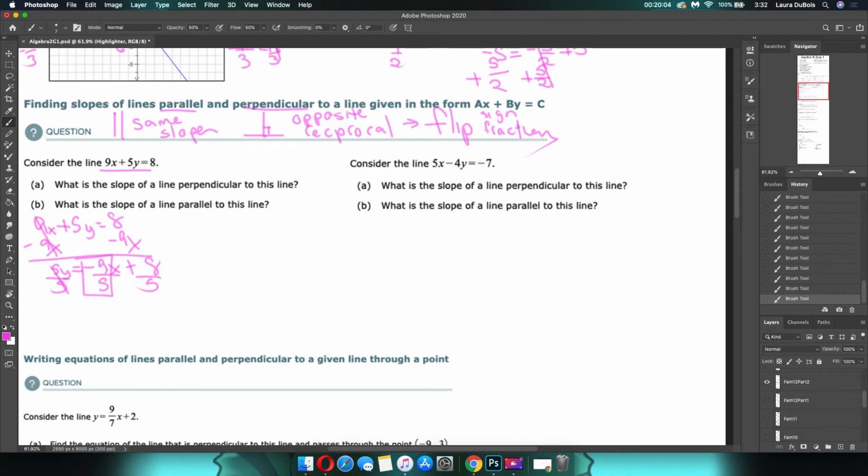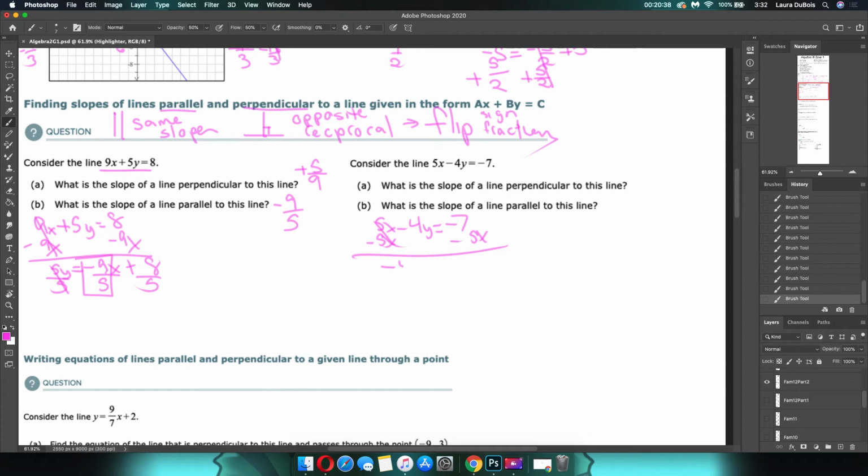So what's parallel? Negative 9 fifths. That's nice and easy. What's perpendicular? First, we're going to flip the sign, then we're going to flip the fraction. So positive 5 ninths is our perpendicular slope. Do it again. So 5x minus 4y equals negative 7. We want to do the algebra necessary to get y by itself. So we're going to minus 5x, minus 5x, so negative 4y equals negative 5x minus 7.